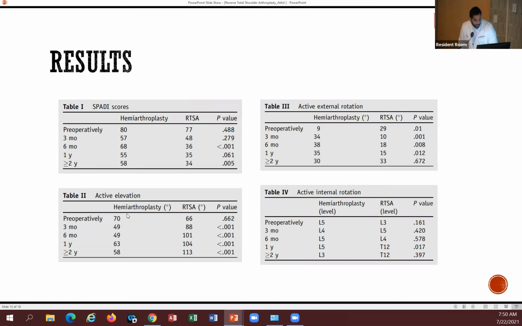Active elevation was not significantly different between the two groups preoperatively. However, at every time point post-operatively, as can be seen here, the reverse total shoulder group had a significantly greater elevation when compared to the hemiarthroplasty group.